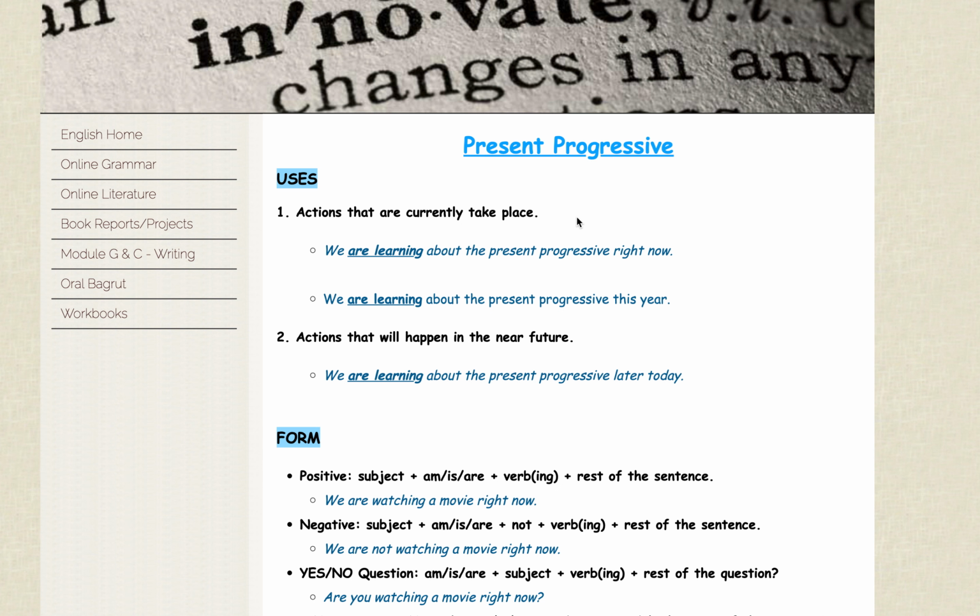I can also use the present progressive to talk about actions that will happen or will be happening in the near future. So we are learning about the present progressive later today. So those are the two general usages of the present progressive.